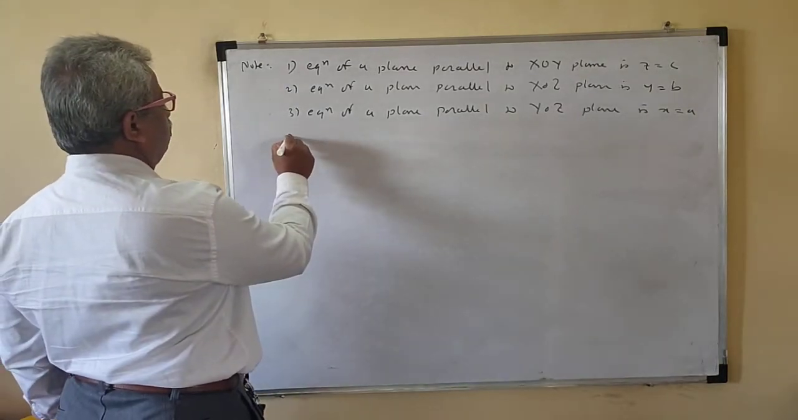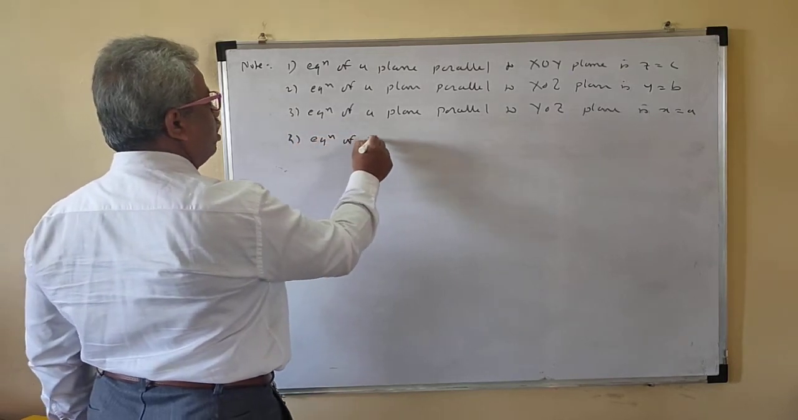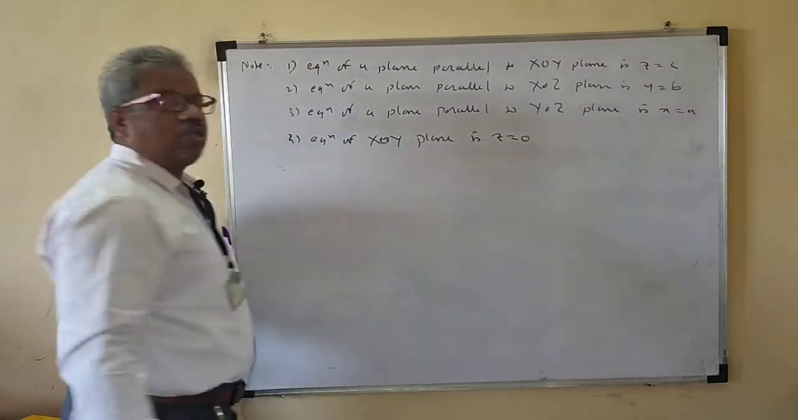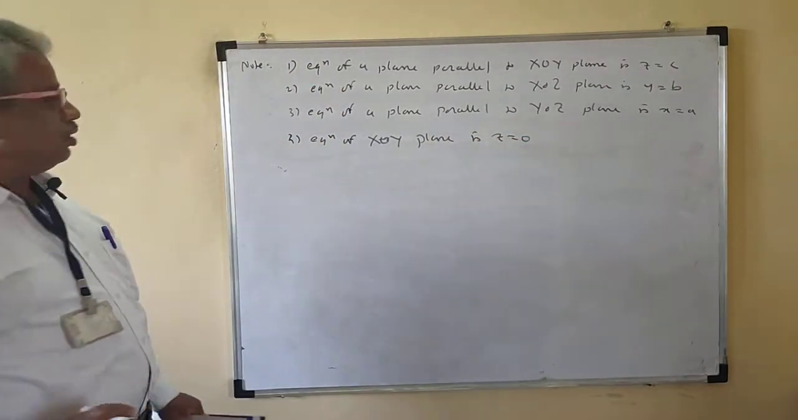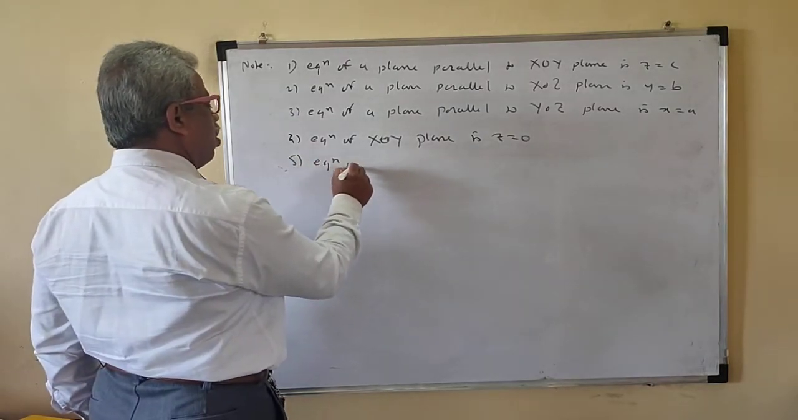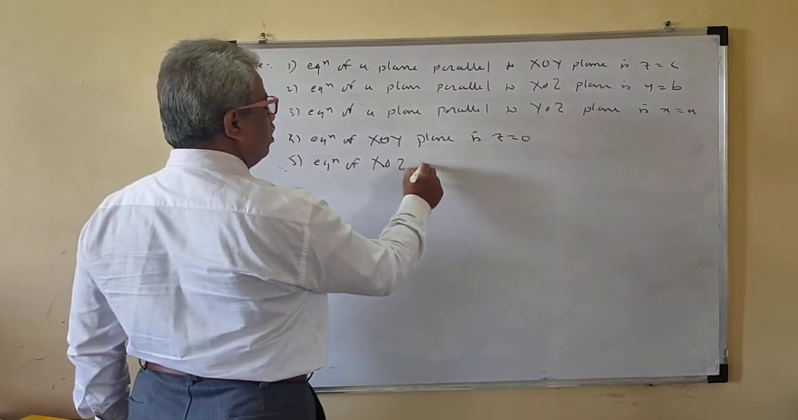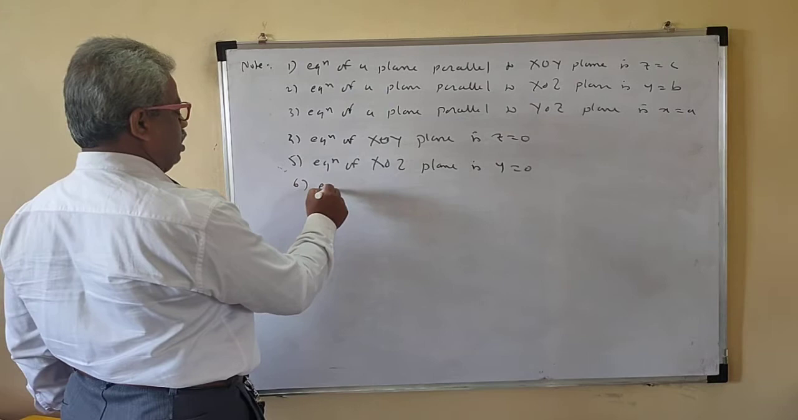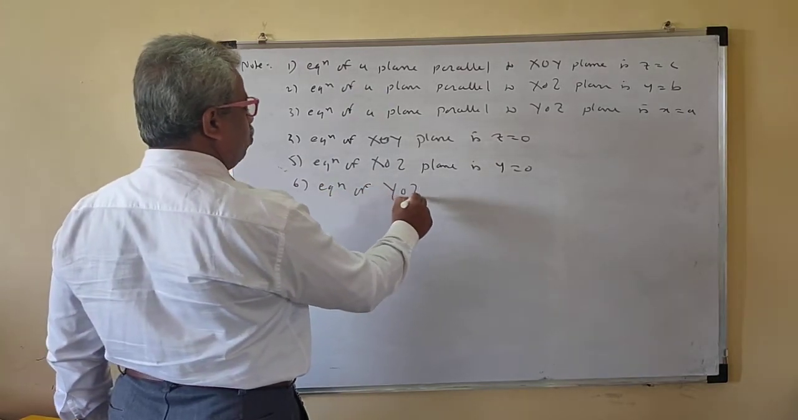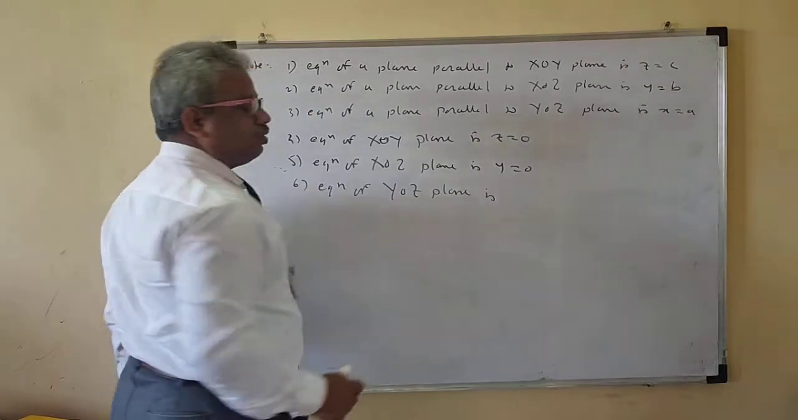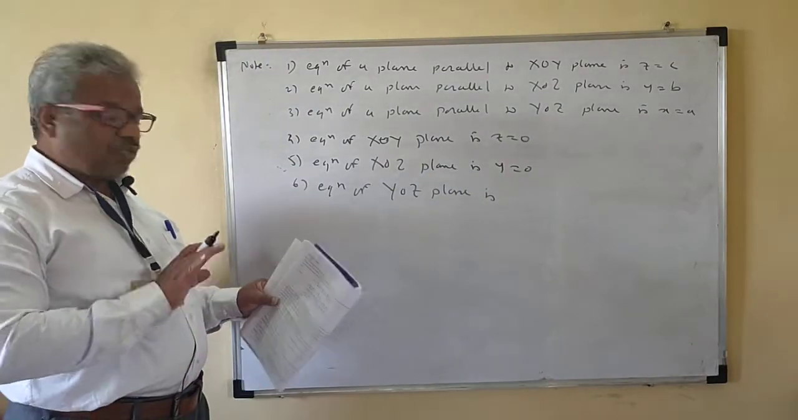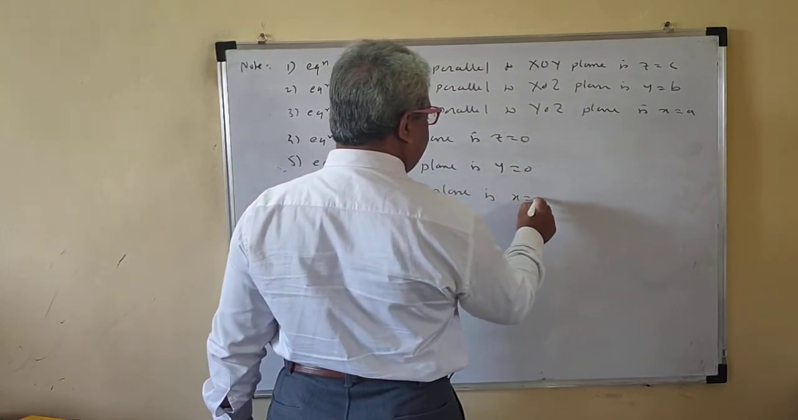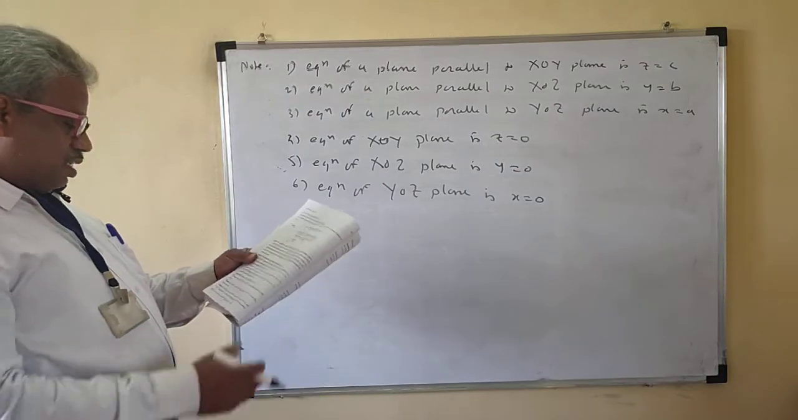Next, the equation of XOY plane is z is equal to 0, because on the XY plane everywhere your z coordinate is 0. Fifth, equation of XOZ plane is y is equal to 0. And sixth, equation of YOZ plane: YOZ means a plane which contains y axis and z axis, so x is not there, that means x is 0. Okay, so this is the note.